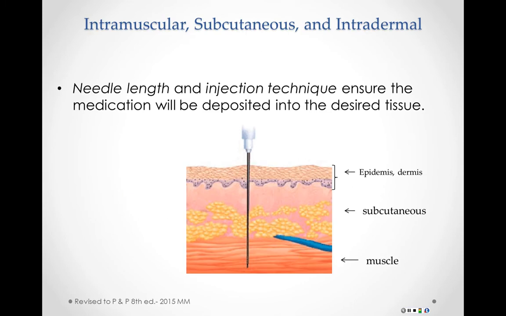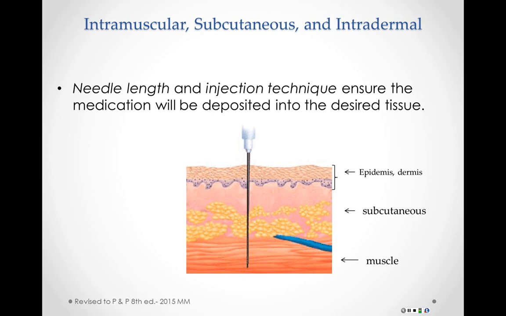The dermis, the subcutaneous tissue, and the muscle are the 3 body tissues into which an injection can be given. Each type of injection requires a certain skill set, as well as a needle of the appropriate length to ensure the medication reaches the desired tissue. It is up to the nurse to select the right needle. Note the layers of tissue on this slide.